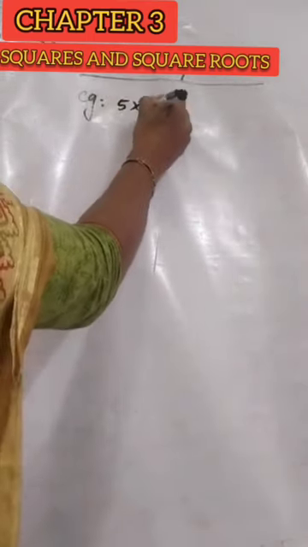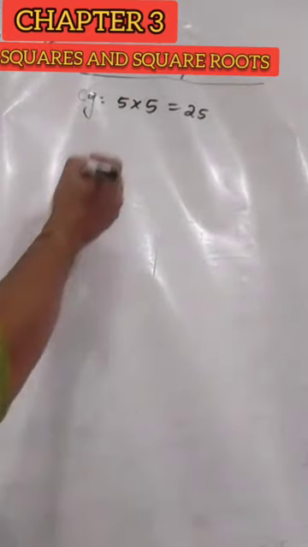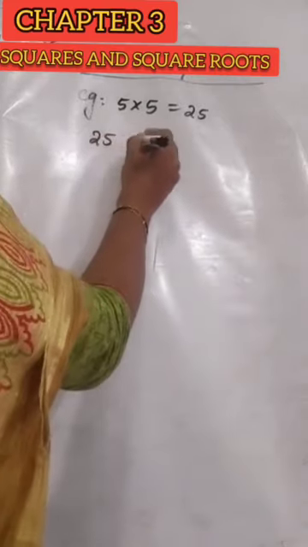Children, welcome back. Today we are going to discuss a new chapter, squares and square roots. Square: if a number is multiplied by itself, the product obtained is called a square. For example, 5 is multiplied by itself, we get 25. So we can say 25 is the square of 5.